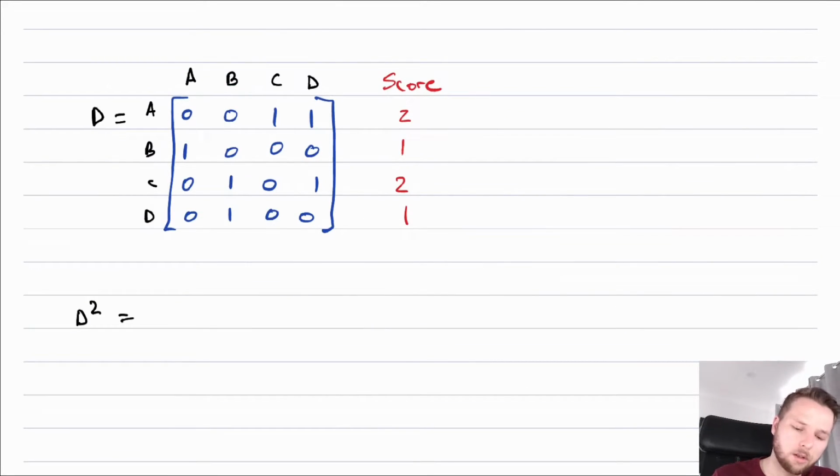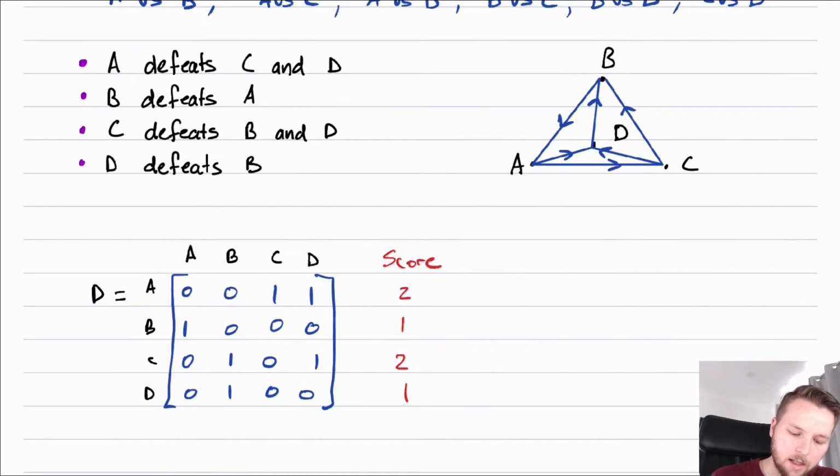All right, and what this is going to show us is the 2-step dominance, okay? For example, you can see here that A defeated C, right?